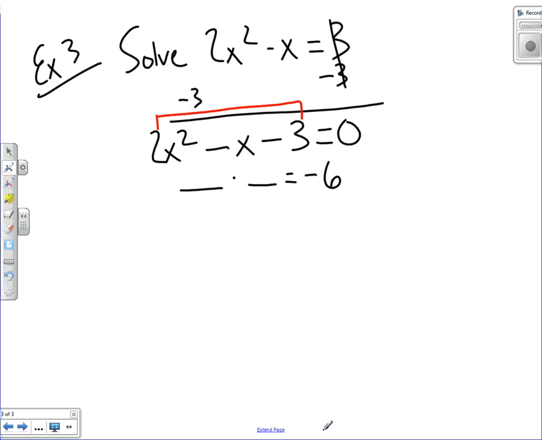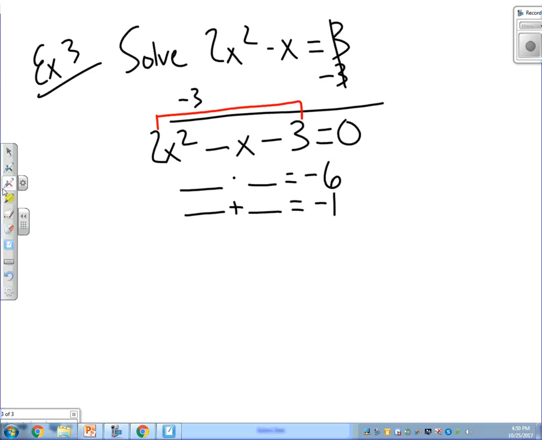Negative 6. We need two numbers that multiply to negative 6, but those same two numbers have to add to what's sandwiched in the middle. And what's sandwiched in the middle? Not 1. Wrong. What kind of 1? Negative 1. Negative 1 is sandwiched in the middle. Now, what numbers make that magic happen? Two numbers that will multiply to negative 6, but at the same time will add to negative 1.